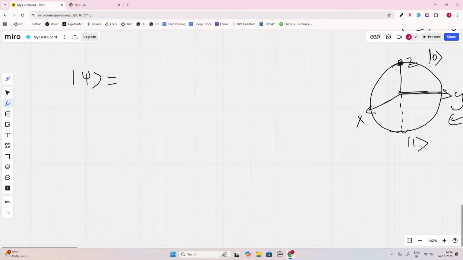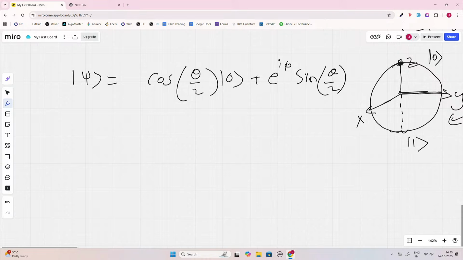I can show the quantum state psi as cos(theta/2)|0> plus e^(i phi) sin(theta/2)|1>. You can use any symbol, you can use phi, but don't use gamma. This is the actual deal behind it. So this is how it looks, and this is how a Bloch sphere equation looks.